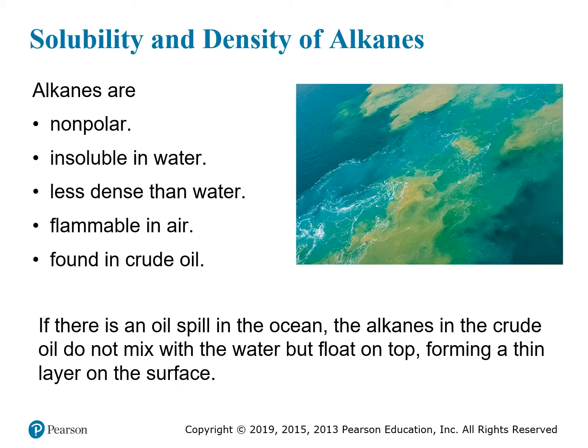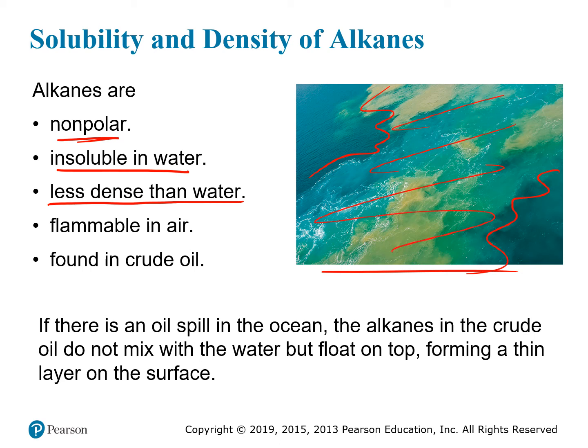Like most organic compounds, alkanes are pretty much insoluble in water because they're very nonpolar. They're also less dense than water because the carbon and hydrogen that makes them up has less mass than the oxygen that's a primary part of water. So if there's an oil spill in the ocean, for instance, you'll see the oil, which is made up of a lot of alkanes and other organic compounds, float on the surface as a thin layer instead of sinking to the bottom. The alkanes in the crude oil don't mix with the water because of the difference in polarity, but the reason that they go to the top rather than sink to the bottom is because of the density.